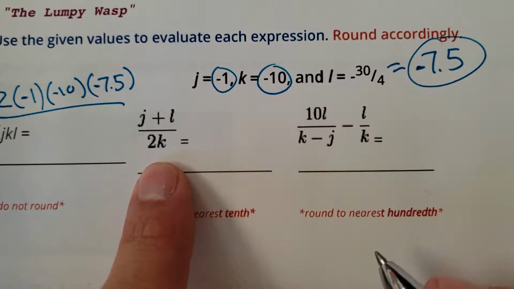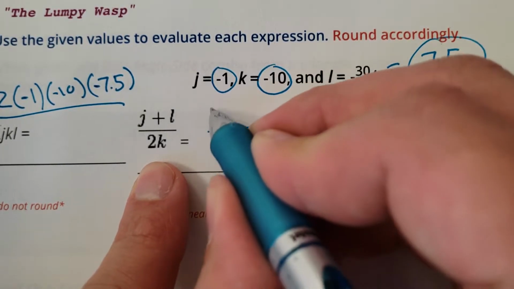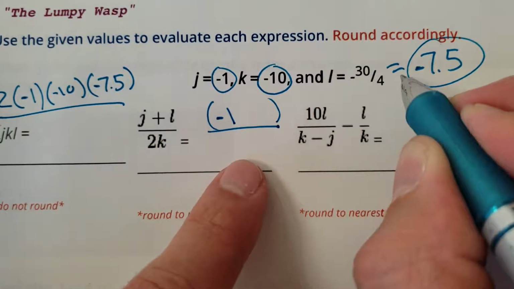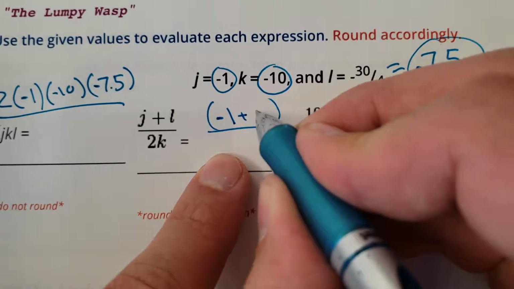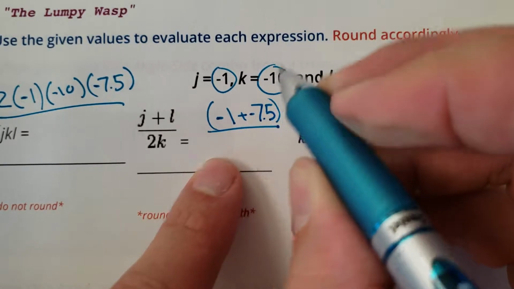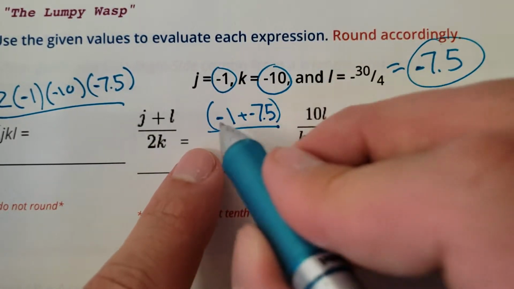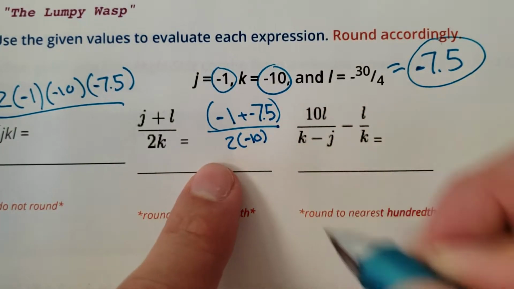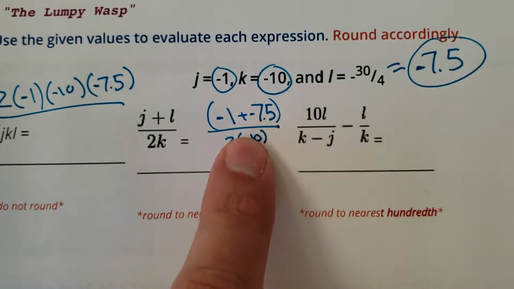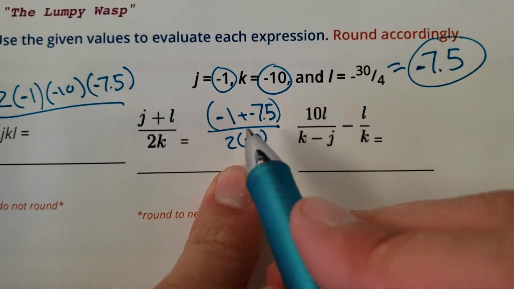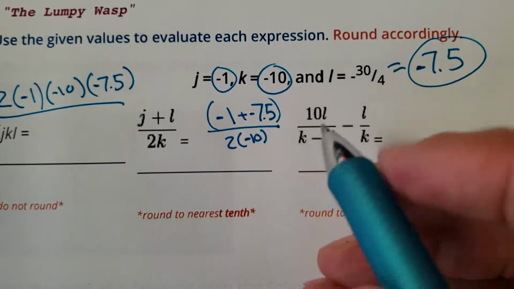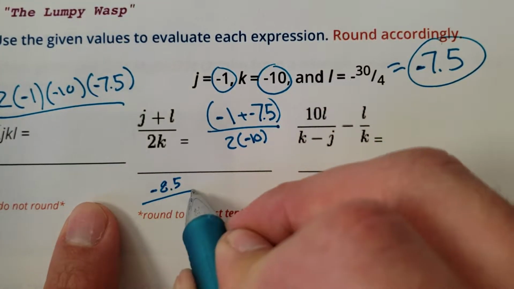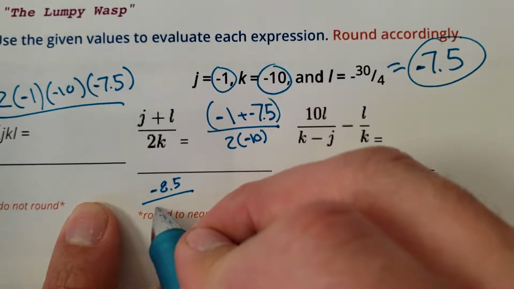All right, next one. J plus L over 2K. So big fraction bar. Negative 1, J plus L, which is negative 7.5, all together over 2 times a negative 10. Remember with those big fraction bars, make sure you do everything on top and then everything on the bottom. I'll do the next step for you. Negative 1 plus a negative 7.5, I think would be a negative 8.5. And then 2 times a negative 10 would be a negative 20.